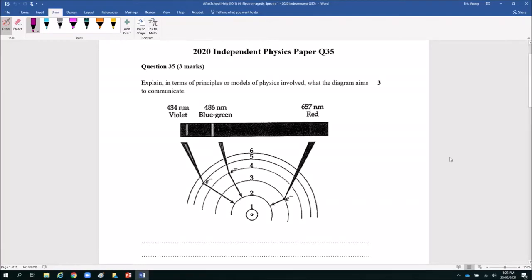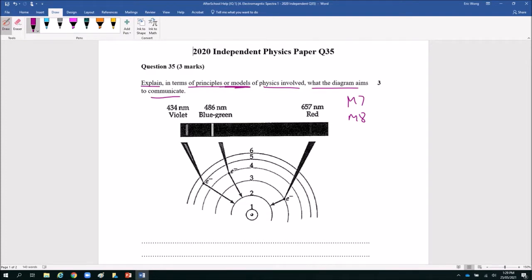All right, so we're looking at a question about spectra. You can actually find it in both module 7 and module 8, but we're trying to look at this in terms of the context of module 7. This is from the 2020 Independent Physics paper, question 35. It says, explain in terms of physics principles or models the physics involved and what the diagram aims to communicate.